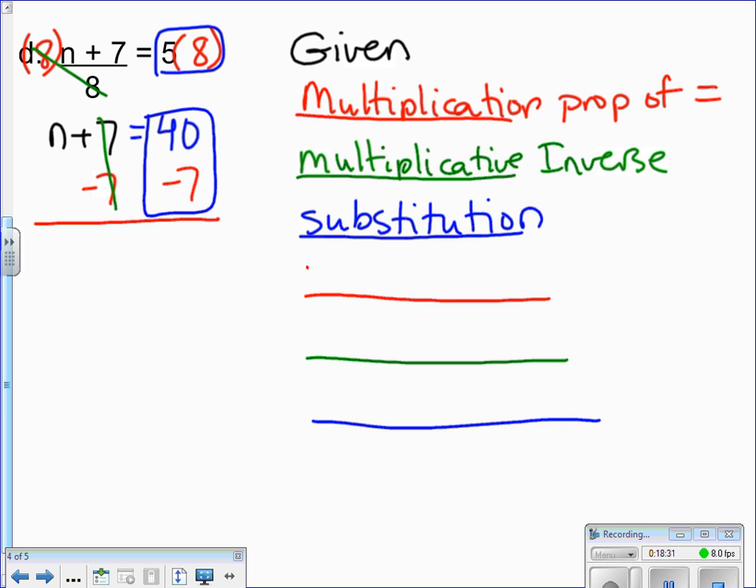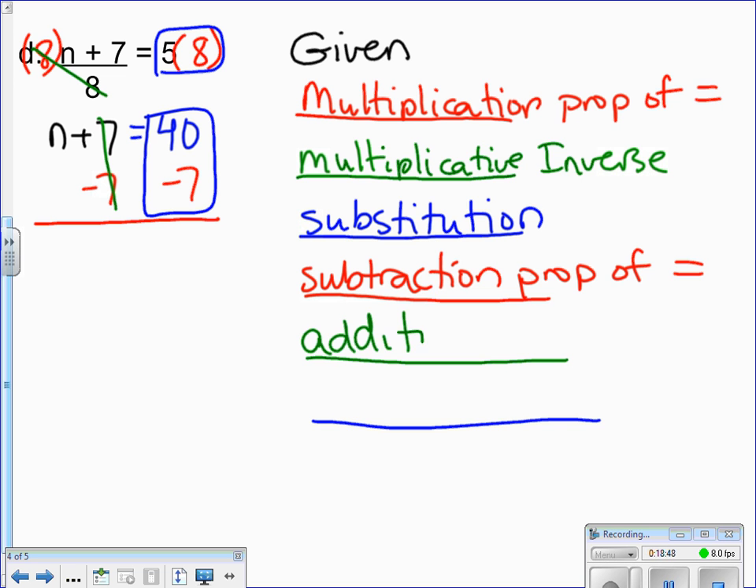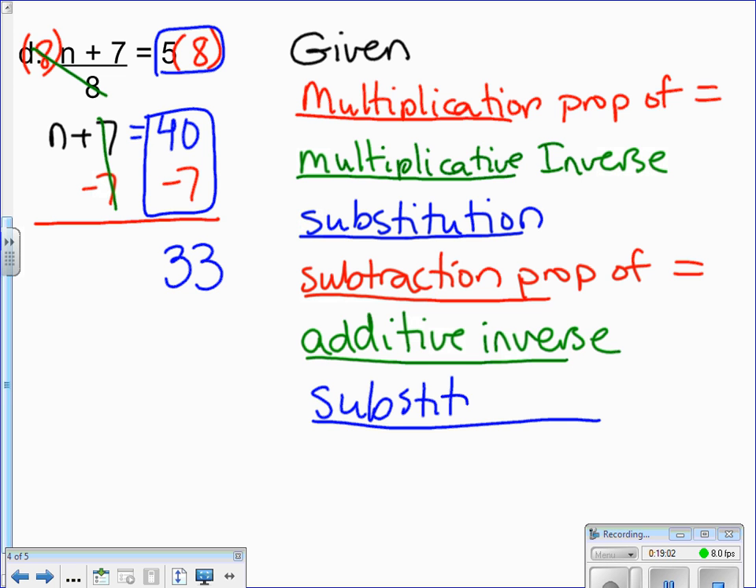So minusing 7, that would be the subtraction property of equality. Crossing out your 7's, a positive and a negative make 0. Additive inverse. And 40 minus 7 equals 33. Substitution. So n is 33. And that again is a review of the properties.